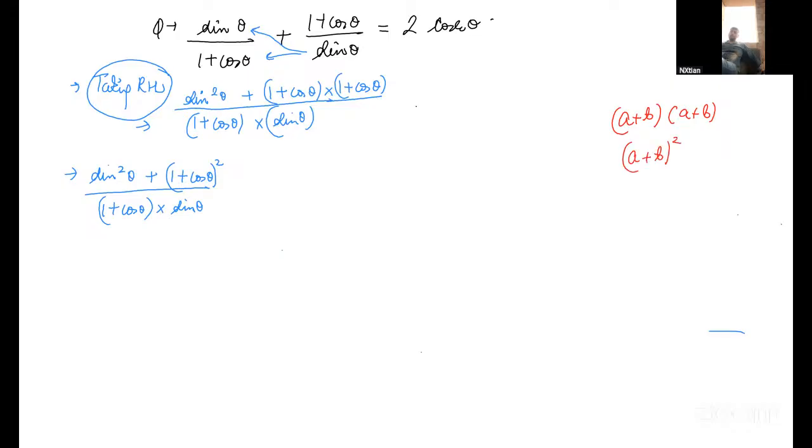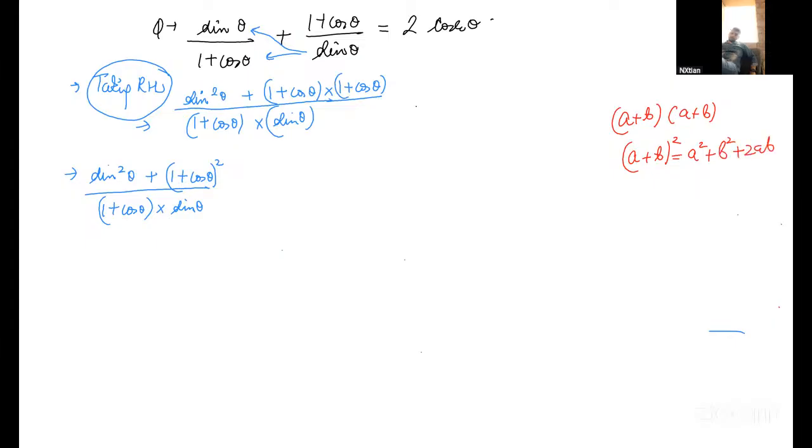And what is the identity for a plus b whole square? Can you tell me, Miraculin? Yesterday, Ira sent it to you. So what is the identity for a plus b whole square? A square plus b square plus 2ab. Yes, this is the identity, which is a square plus b square plus 2ab.